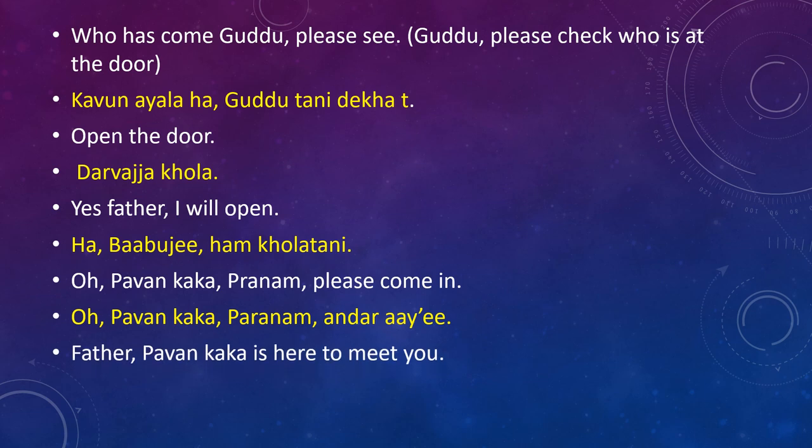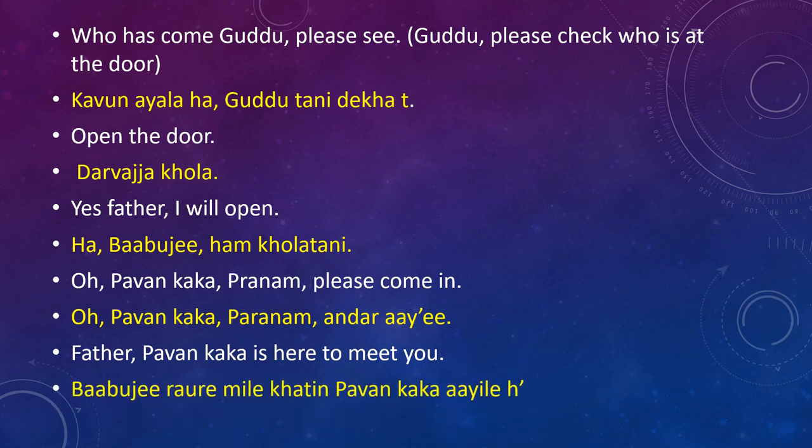Then the boy says, father, Pawan kaka is here to meet you. So let's see how to say that. Babuji, rave mile khatin, Pawan kaka aila ha. So, Babuji, father, rave, again a respectful term. So rave mile khatin, to meet you. Pawan kaka aila ha. Pawan kaka has come, or Pawan kaka is here to meet you. Now, khatin, actually, this is like khatir. If I have to say it in Hindi, aapse milne khatir, aur aapke milne ke liye Pawan kaka aaye hain. Generally the pronunciation for khatir is khatin.